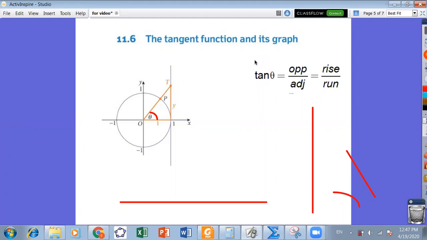Today, we're going to talk about the tangent function and its graph. This lesson is a kind of repetition because you already know this subject from the ninth grade. So, let's start.